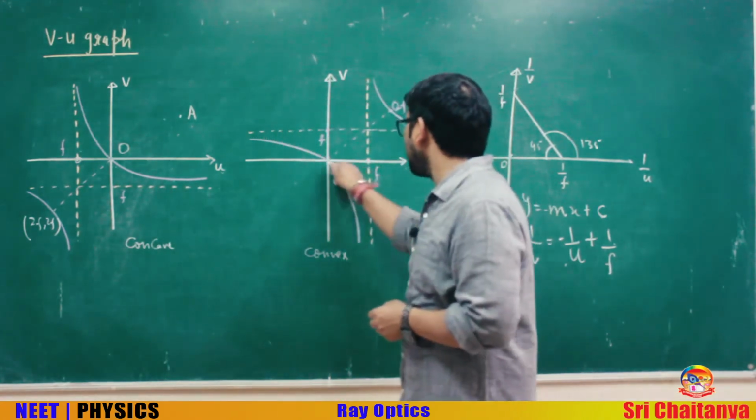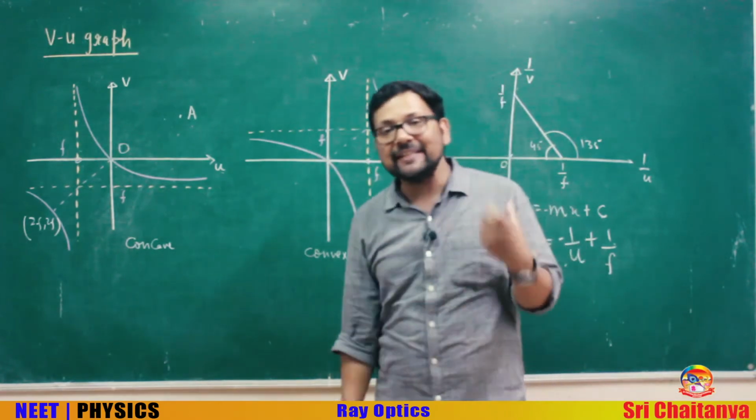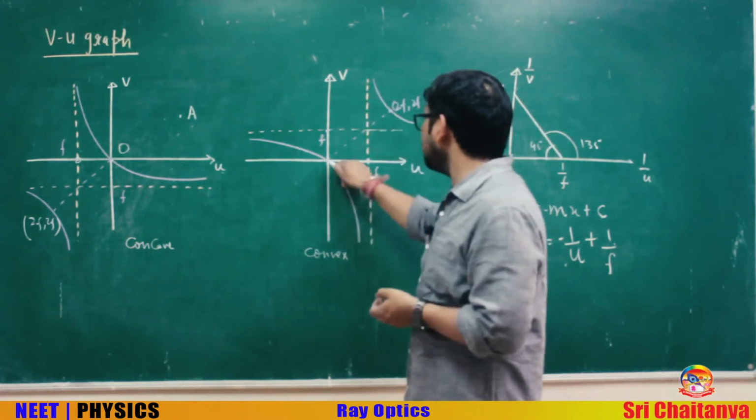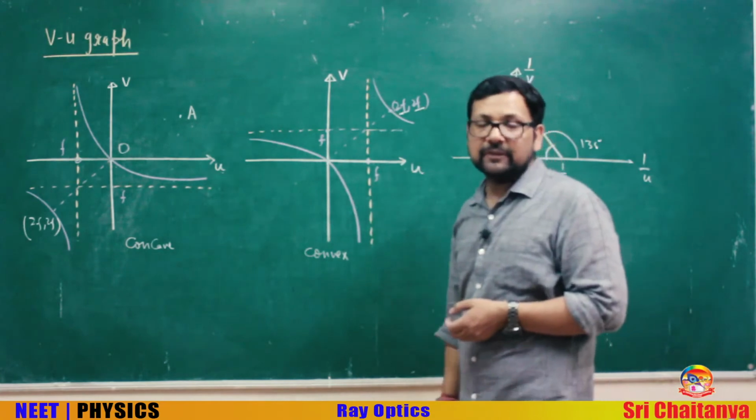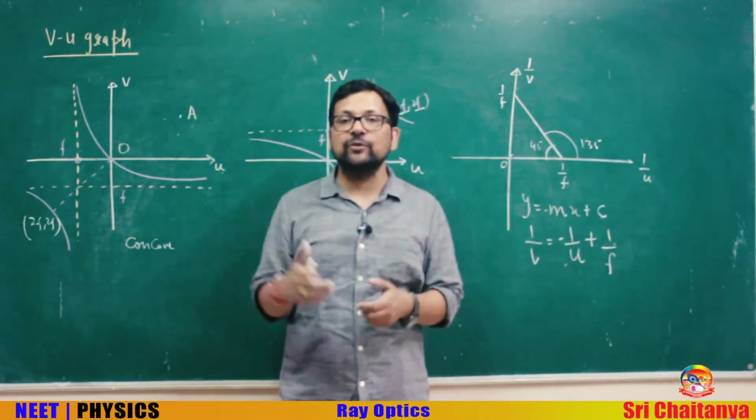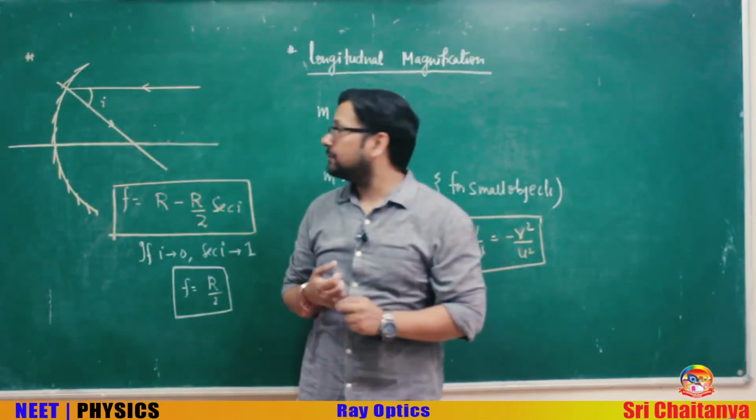In convex, the focal length is positive. This is positive u, this is positive f. Take these two focal lengths as x and y axes and draw the graph. And similarly, it will cut here at 2f and at 2f. These are the graphs of u and v. 1 by u, 1 by v is a straight line, v versus u is a rectangular hyperbola. So moving to the next application point.